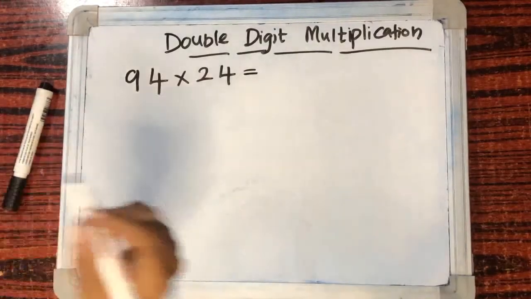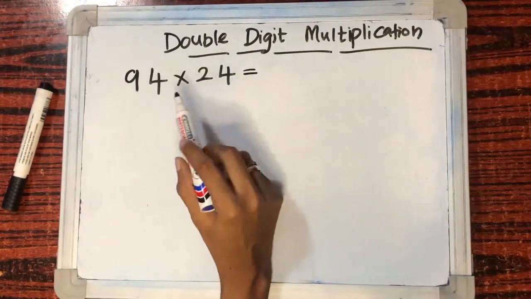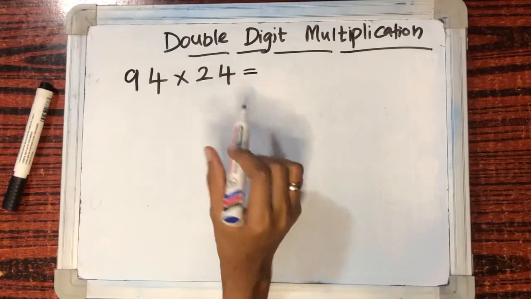Okay, now let's take another 2 cards and see which number it forms. Okay, this time it is 24. So the 2 numbers that we are using are 94 and 24. Let's find out the answer when we multiply 94 with 24. What do you think the answer is? Let's find out. So the question is 94 times 24.